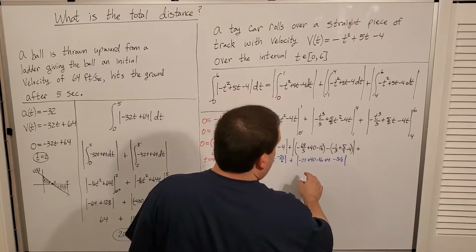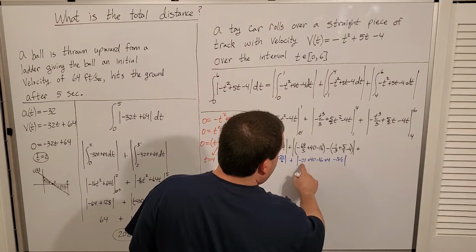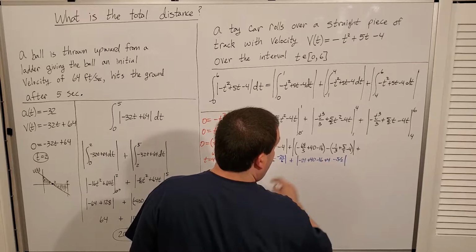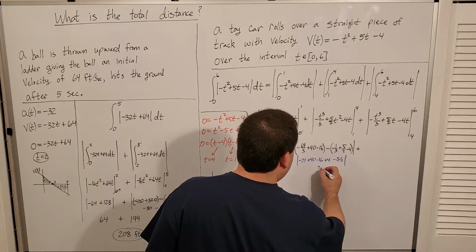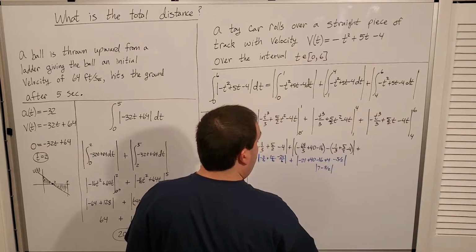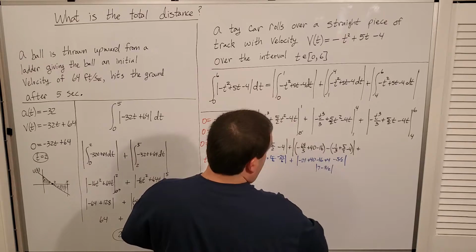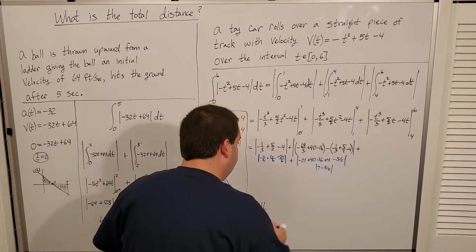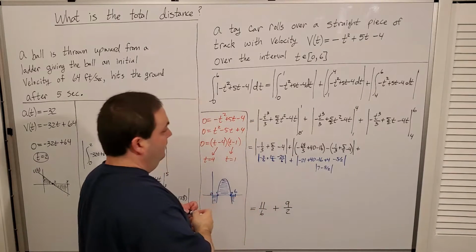Okie dokie. So then I've got negative 21, negative 16 is going to give me negative 37. Plus 40 is 3. Plus 4 is 7. Minus 5 over 2. So I've got 7 minus 5 over 2 in my absolute value there. And of course 7 is 14 over 2, right? Minus 5 over 2 is going to give me 9 over 2. And the absolute value doesn't actually have to affect that one.